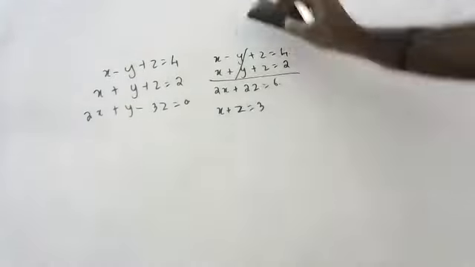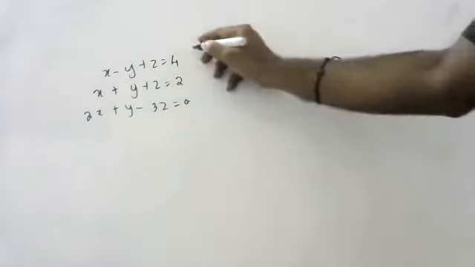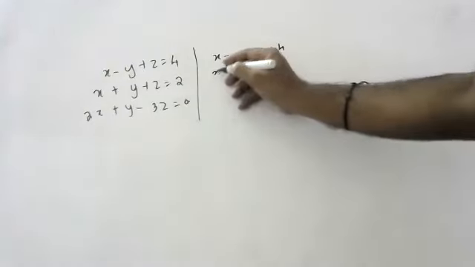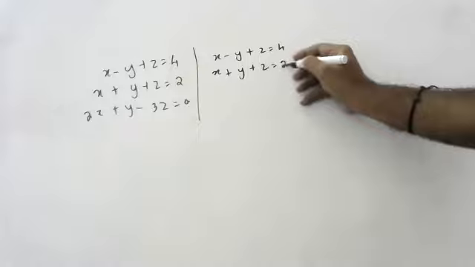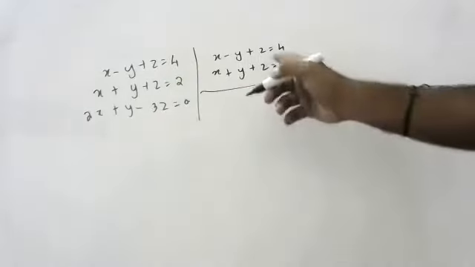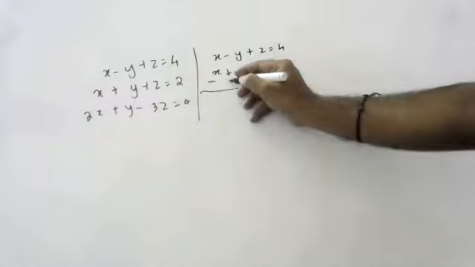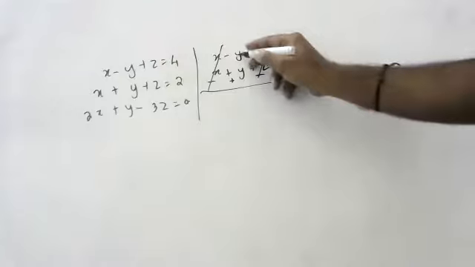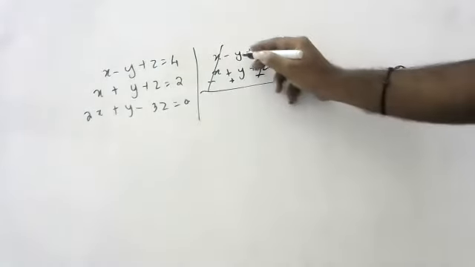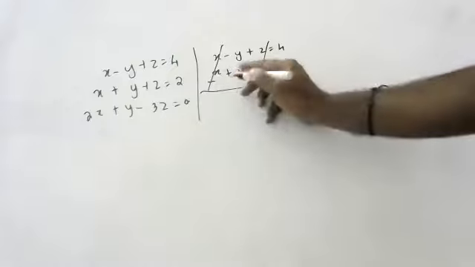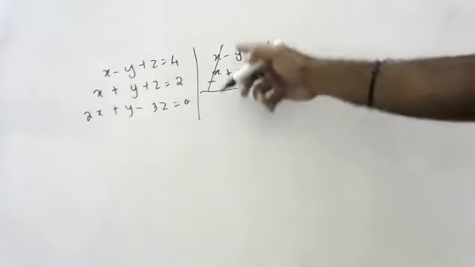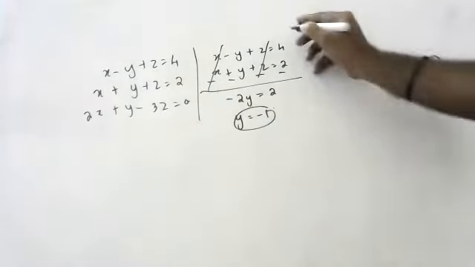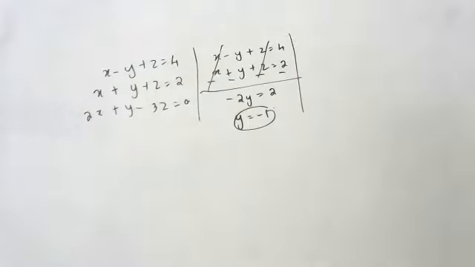Let's do it in a slightly different way, children. First, x minus y plus z is equal to 4 and x plus y plus z is equal to 2. Now change the signs of the entire equation: minus plus minus minus. What happens? This will go, this will go. Minus 2y is equal to 2. So y is equal to how much? Minus 1.